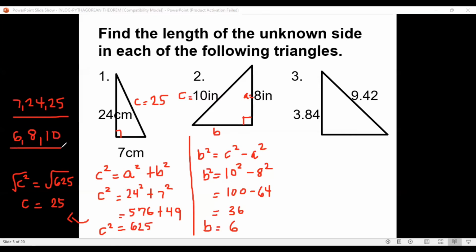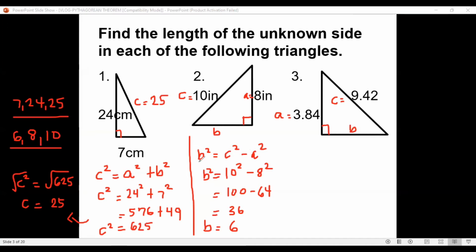Okay, and for the third one, again, the first thing is you have to locate the right angle. So here is the right angle, which means the side opposite your right angle is C. So C is equal to 9.42. That simply means we can have this as the altitude of our right triangle. Therefore, the one that we are looking for is again the base.